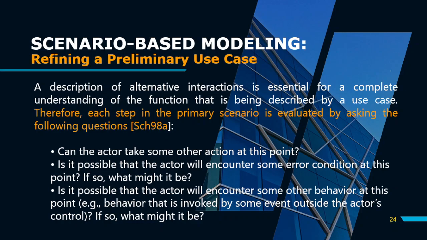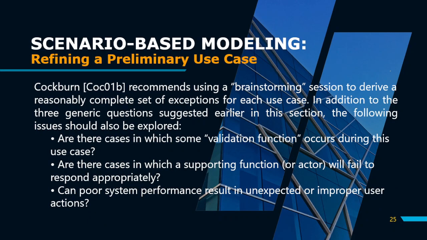Is it possible that the actor will encounter some other behaviors at this point, like the system getting stuck or the internet being disconnected? What would be the consequences? What would be the reaction of the actor? We need to mention all those when refining the preliminary use case. Not only that, Cockburn recommended asking a few more questions. What are those? Are there cases that call for a validation function?